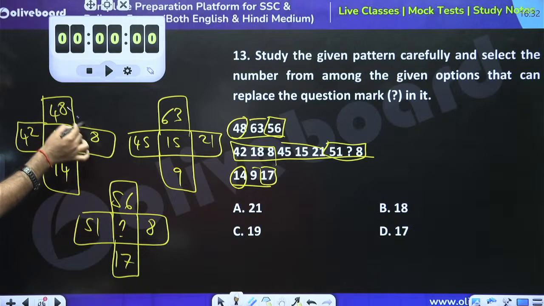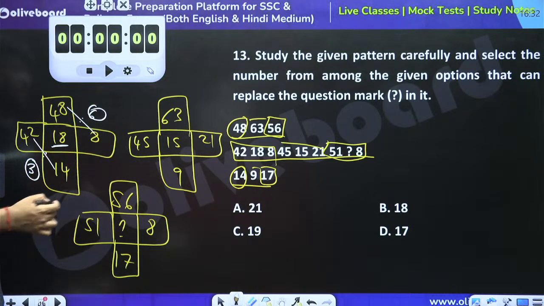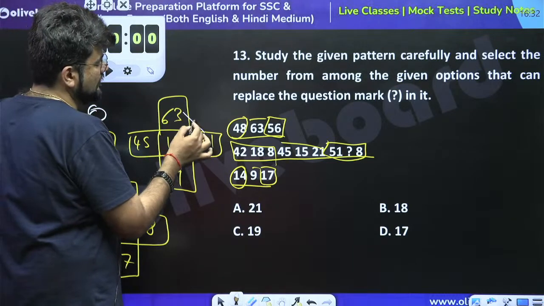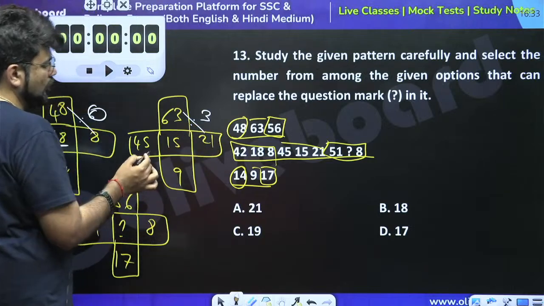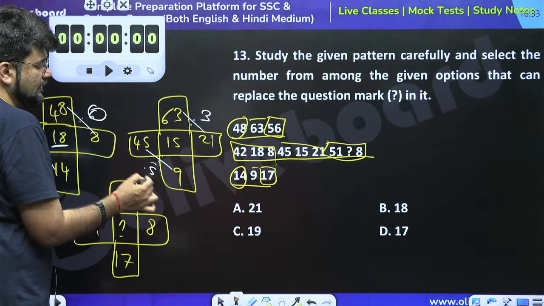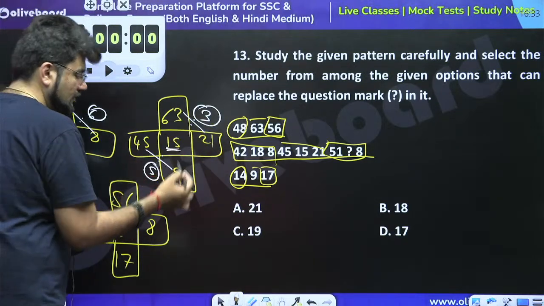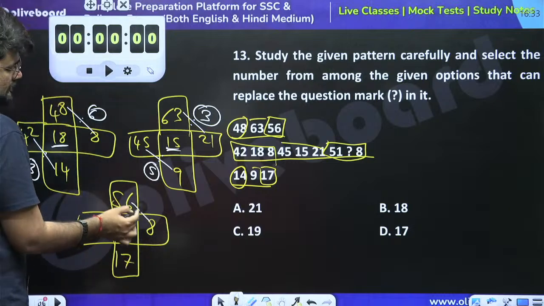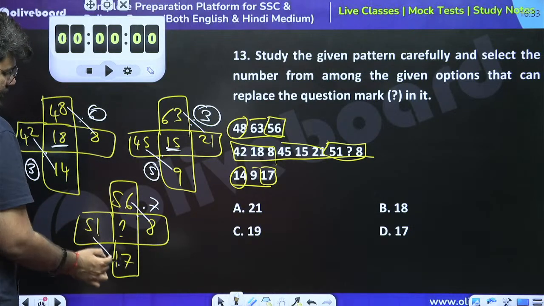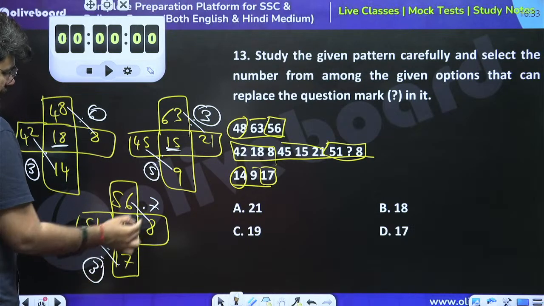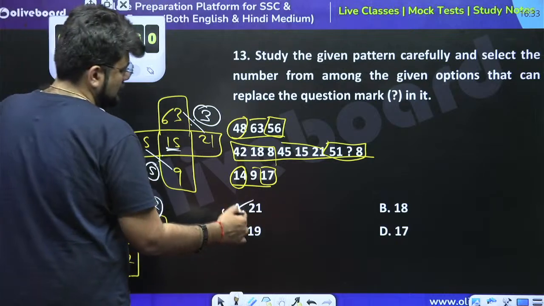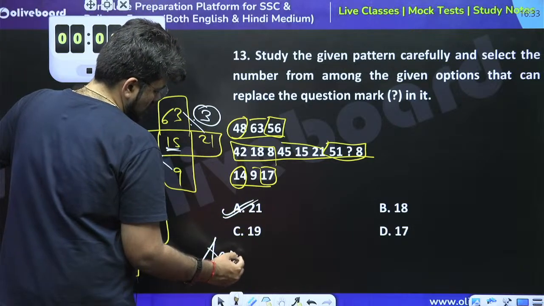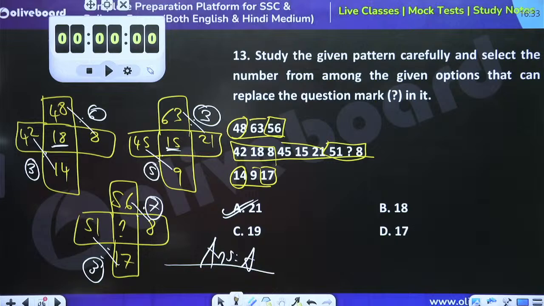If you check here, 48 divided by 8 will give you what? 6. And 42 divided by 4 will give you what? 3. And if I multiply this 3 and 6, I get what? 18. Okay, let's try this here. 63 and 21, if you divide this, what do you get? 3. 45 and 9, if you divide this, what do you get? 5. And you multiply these two, you will get 15. So the same way you have to do it here. 56 divided by 8 will give you 7. 51 divided by 17 will give you 3. And 3 and 7, if you multiply, you will get your answer as 21. Clear?